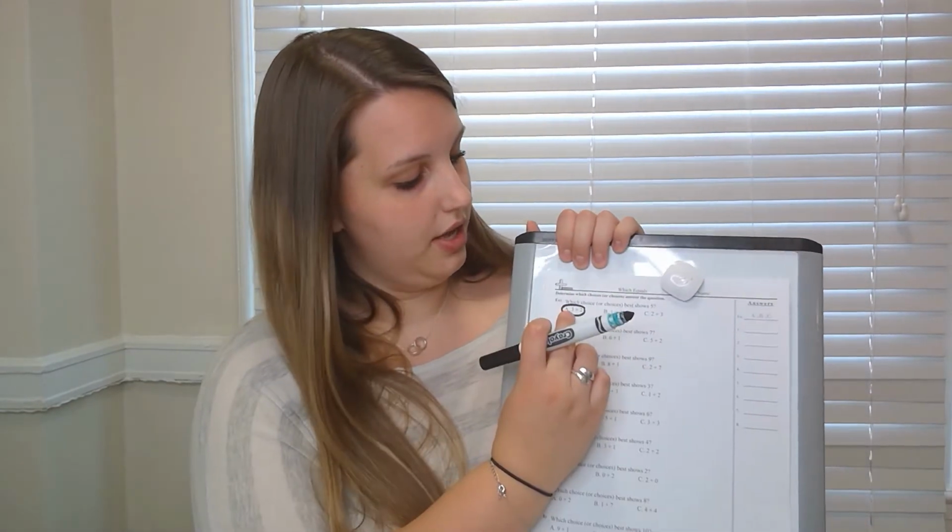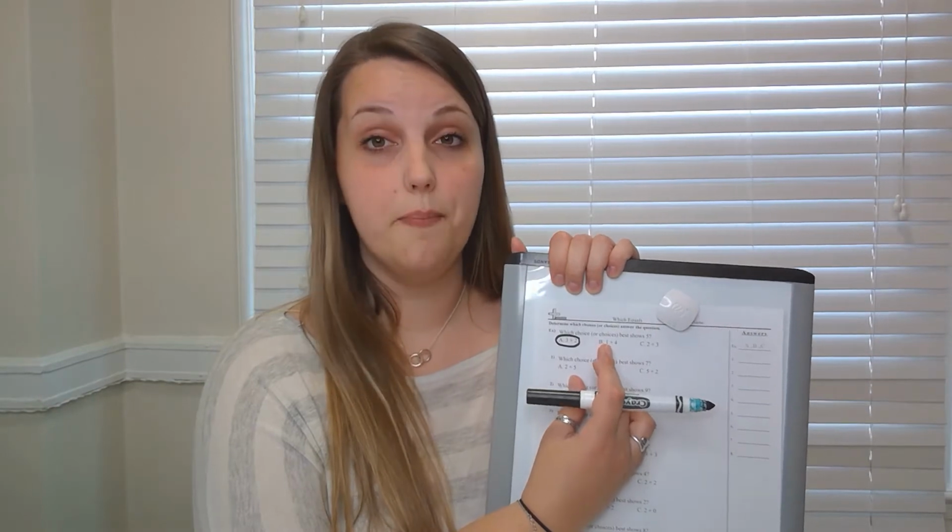But wait, we're not done. Looking at B, we finished A. B says 1 plus 4. Right, let's use our fingers. 1 plus 4. What does that equal? 5 too. We get to circle the B because 3 plus 2 equals 5 and 1 plus 4 equals 5. Those both equal the number 5.